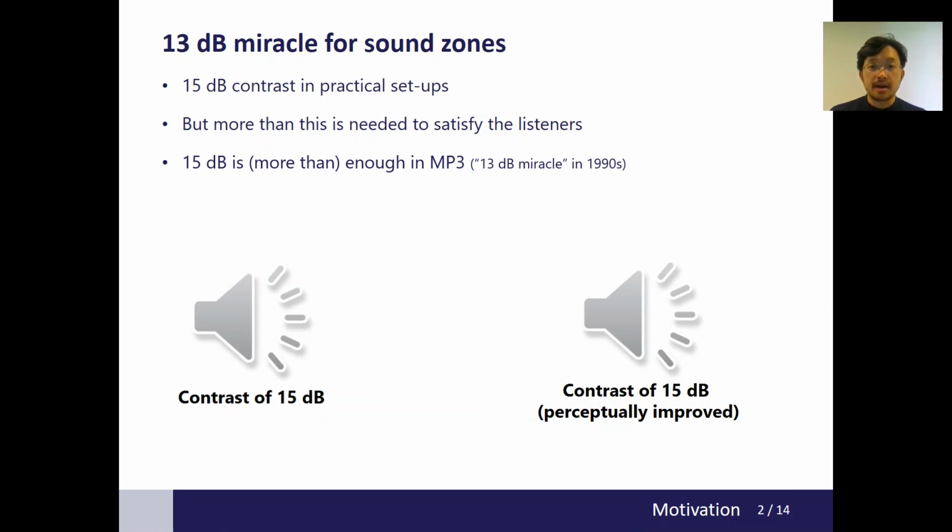This is inspired by perceptual audio coding, and it has been shown almost 3 decades ago through a 13 dB miracle demonstration. So in this slide, there are two audio examples. On the left-hand side, this is where the current sound zone control is, and on the right-hand side, this is what we are pursuing. They have the same level of contrast, but on the right-hand side is only improved perceptually. To exaggerate this effect and this idea, one speech and one white noise are introduced.